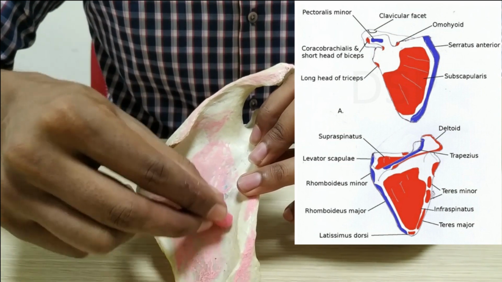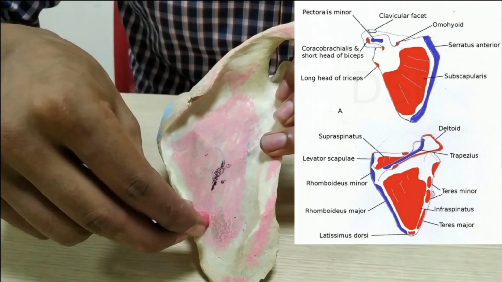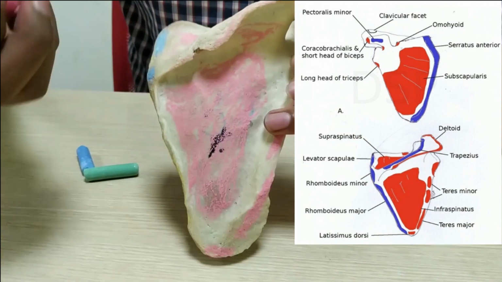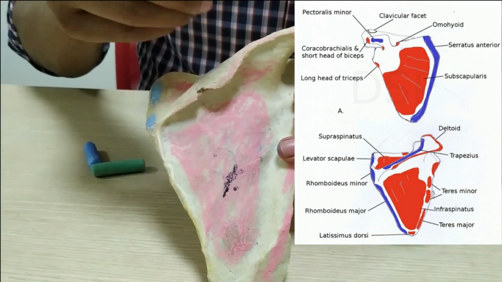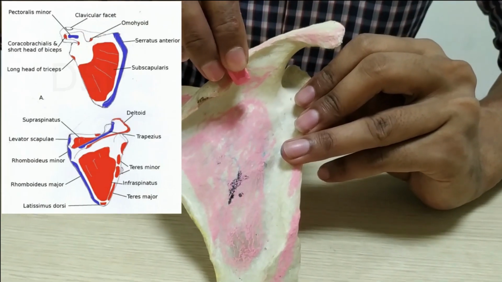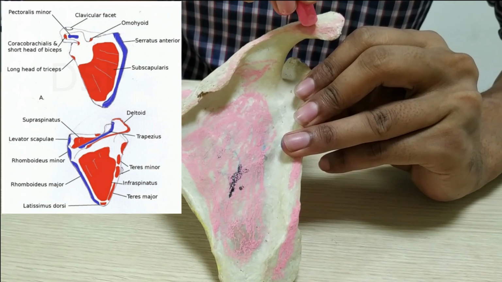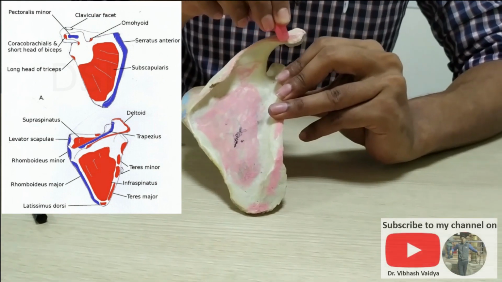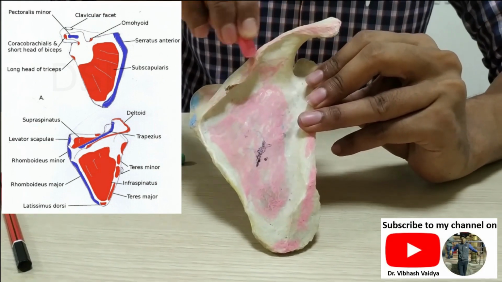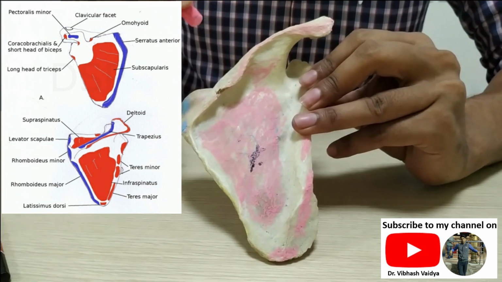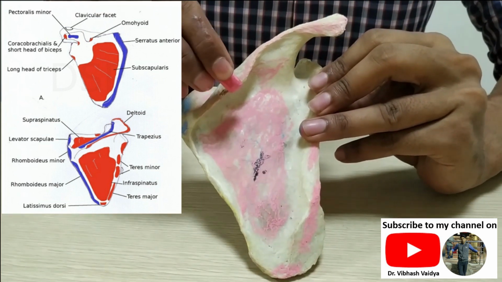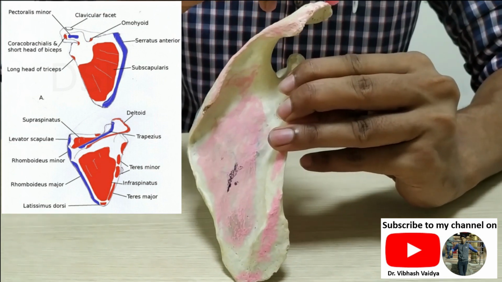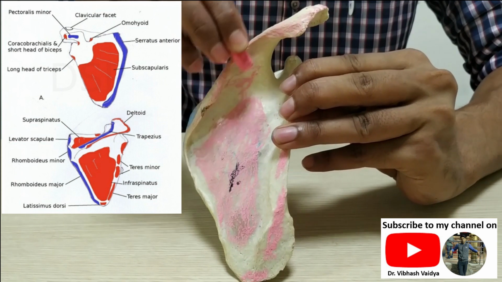which provide attachment of the infraspinatus muscle. Then the deltoid muscle arises from the lower border of the crest of the spine, and from the lateral border of the acromion process. So this area covers the origin of the deltoid muscle, which takes origin from the lower border of the crest of the spine and the lateral border of the acromion process. Here we have the attachment of the deltoid muscle.